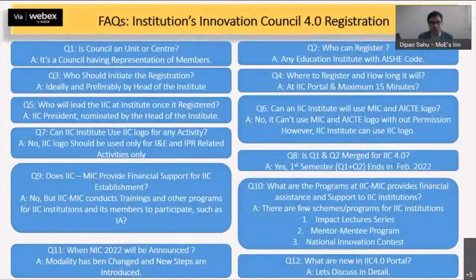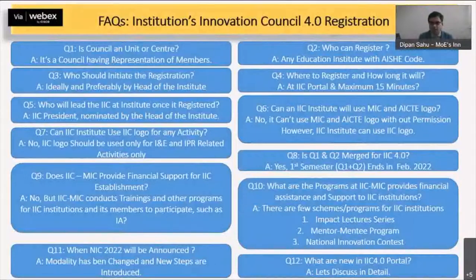Then the next common question is: who should initiate the registration? Ideally and preferably, the head of the institute, the vice chancellor, registrar, director, or principal of that institute, not the department. The head of the institute has to initiate the registration, and it will hardly take 10 to 15 minutes. Once your request comes, we will approve it. Then the person we call the president of the IIC, a nominee of the head of the institute, has to lead that institution's innovation council in your institute.